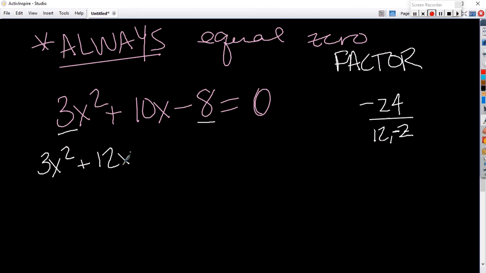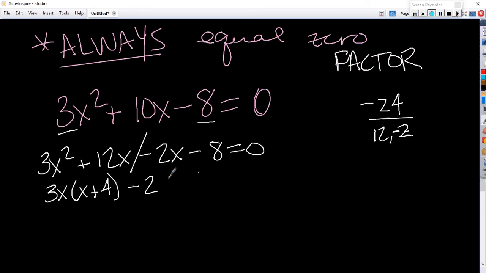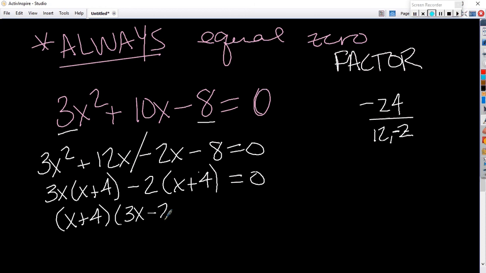All right, so I got 3x squared plus 12x minus 2x minus 8 equals 0. Some of you, I see you just writing because you're factoring on your own. That's wonderful. X plus 4. That second sign changes because the middle sign is a minus. And so this is already getting to be second nature for you to factor like this. That's awesome.